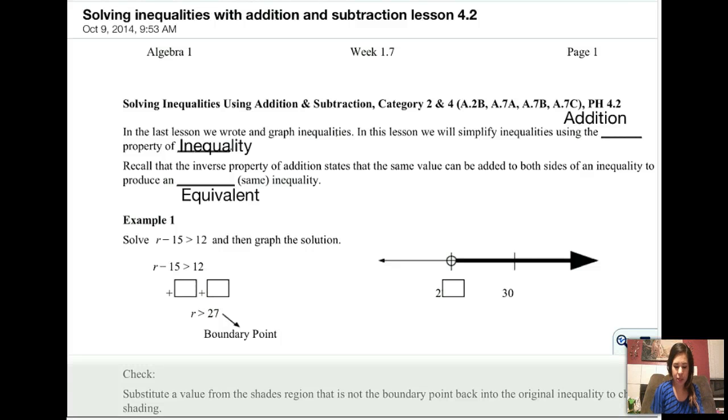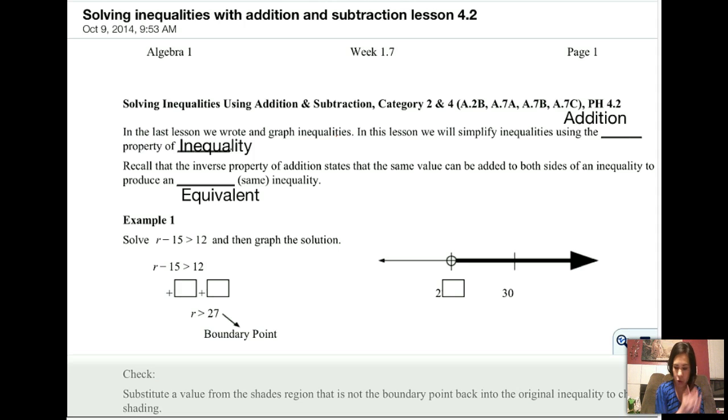Hi guys, today we're going to be looking at how to solve inequalities using addition and subtraction. We've already seen equations, how to do opposites. So if it's adding, we subtract. If it's subtracting, we add, and so on. In this case, we're going to be doing those same strategies, but now applying them to inequalities. So let's go ahead and take a look.